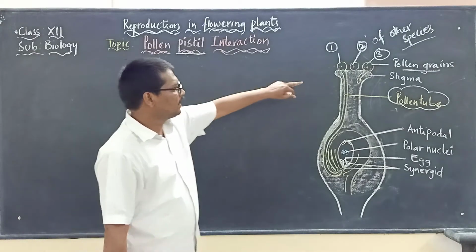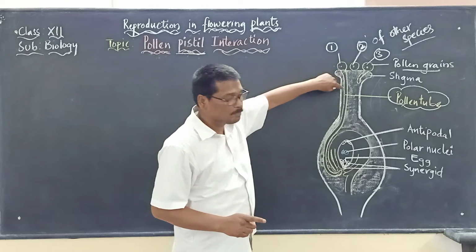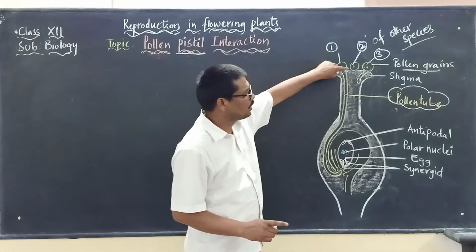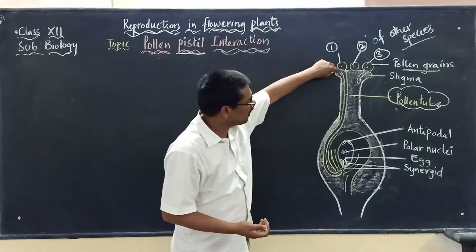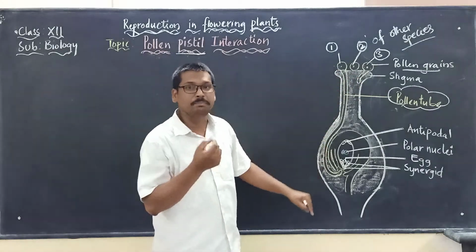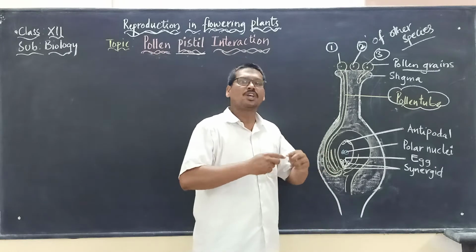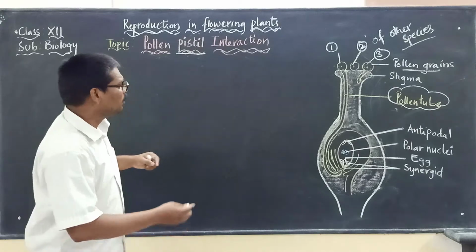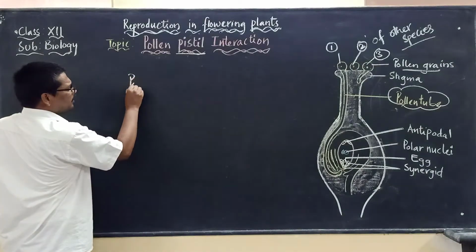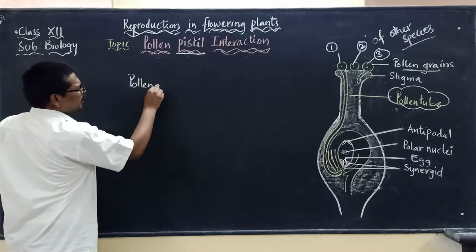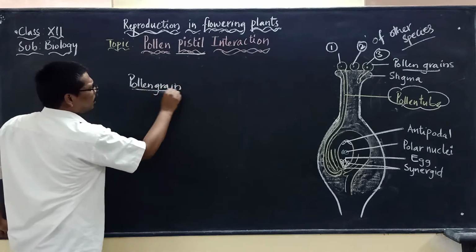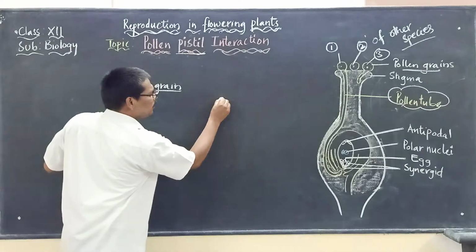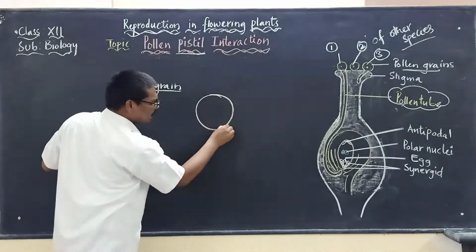So we said that the right type of pollen grains will germinate on the stigma and produce the pollen tube carrying the male gametes. How is this process taking place? When a pollen grain falls on the stigma, we should know a few points regarding the pollen grain.